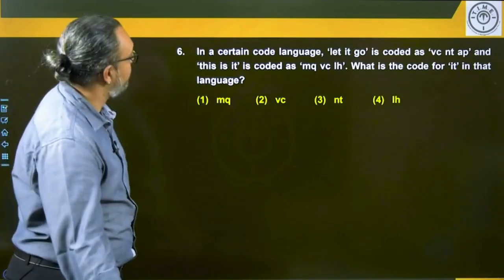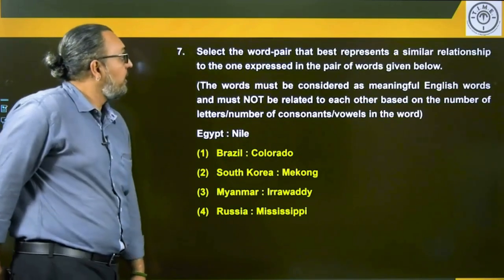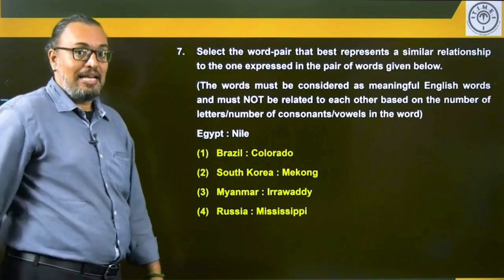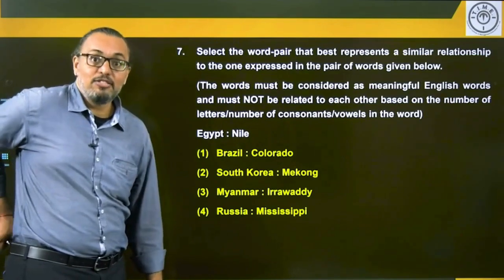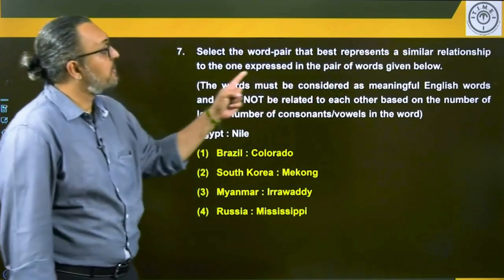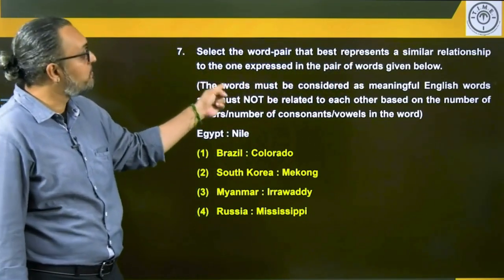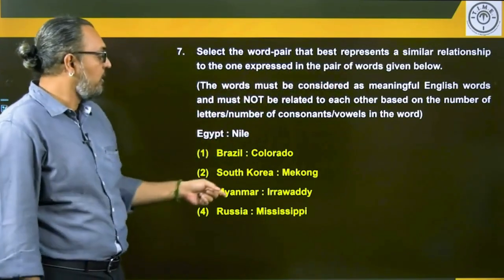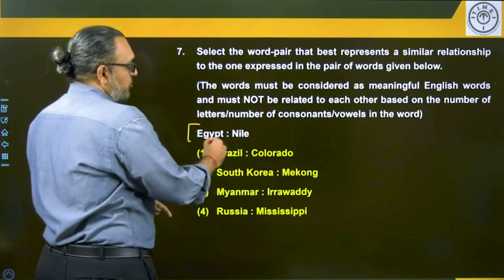Then next one. Okay. Now here it is verbal analogy. You have number, letter as well as verbal analogy. Now here it says: select the word pair that best represents a similar relationship to the one expressed in the pair of words given below. Now this is the pair of words that is given to you.